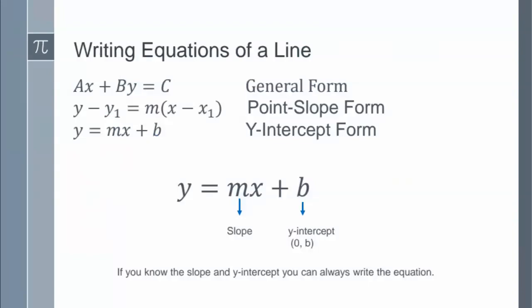Now this is the other way that I was talking about, which is writing equations of a line. The ax plus by equals c is called the general form. y minus y sub 1 equals m times x minus x sub 1 is called the point-slope form. And y equals mx plus b is called the y-intercept form.